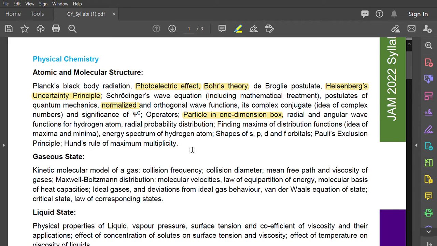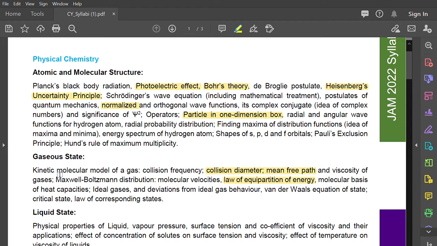Regarding the gaseous state, problems relating to collision diameter and mean free path are a must learn. And calculation of CP/CV using equipartition energy is something that has not come for a long time, so there is a possibility it might come.